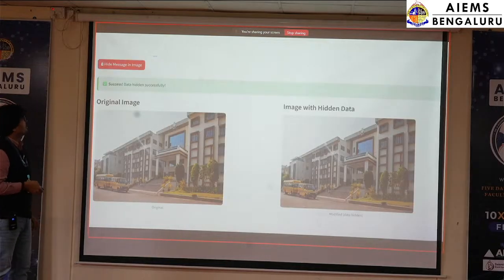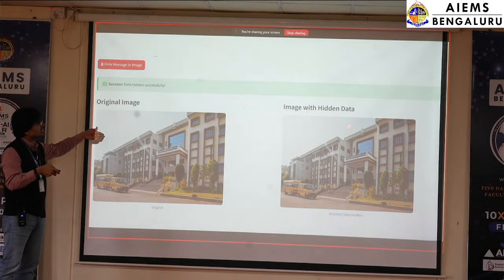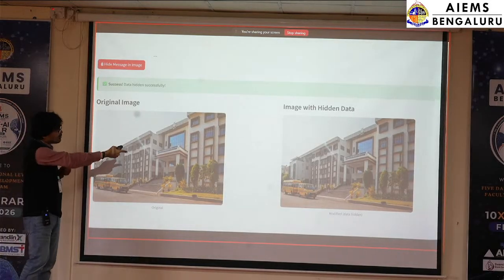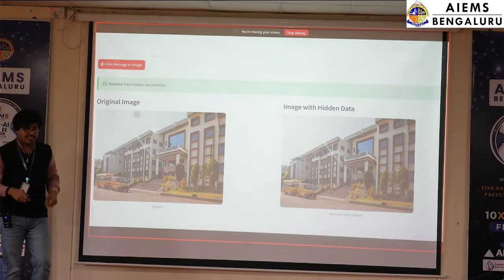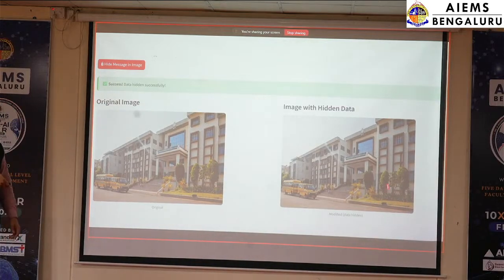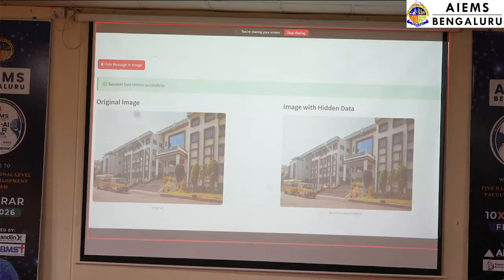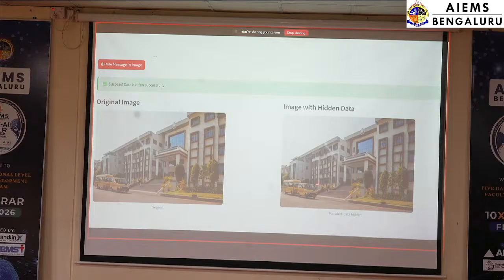Next. This is the original image, and this is the image with hidden data. Are you able to find any difference? We can't find any difference here. This is the input image, and this is the output image, or stego image. Both are the same. We can't find even 0.01% variation. It's very difficult to identify, even if you use a very high-level security mechanism. It's very difficult to find the variation between these two images.